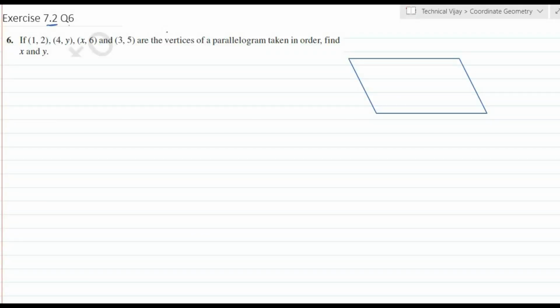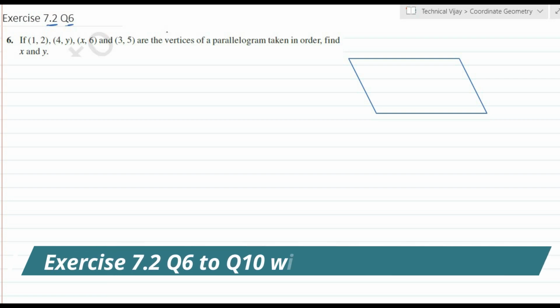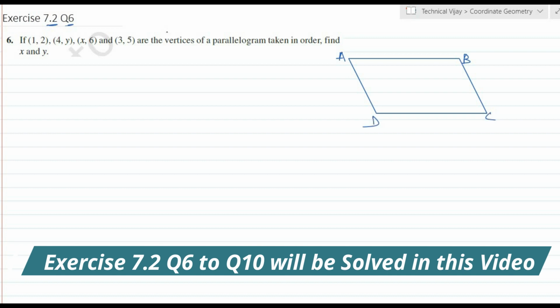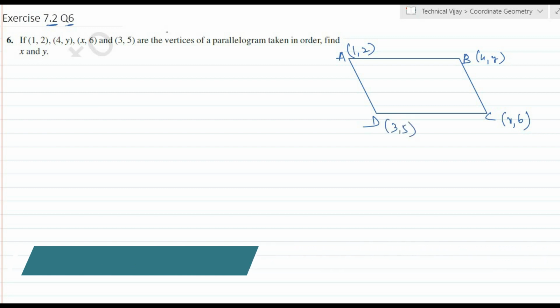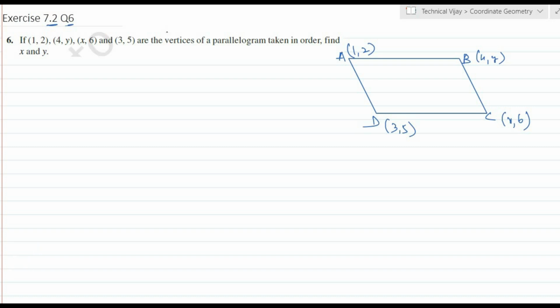Exercise 7.2, question number 6. If (1, 2), (4, y), (x, 6), (3, 5) are the vertices of the parallelogram taken in order, meaning in the same series, clockwise or anti-clockwise, anything you can take. So here I'll take A, B, C and D. A point is (1, 2), B is (4, y), C is (x, 6), and D is (3, 5). These are the vertices of a parallelogram he has given. Find x and y.